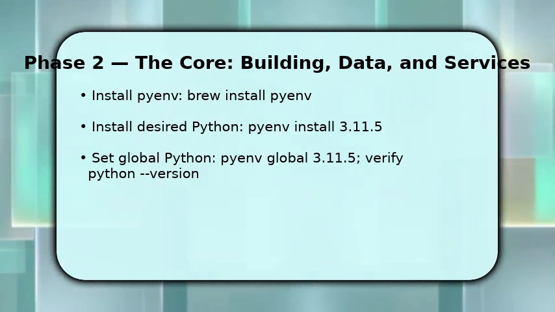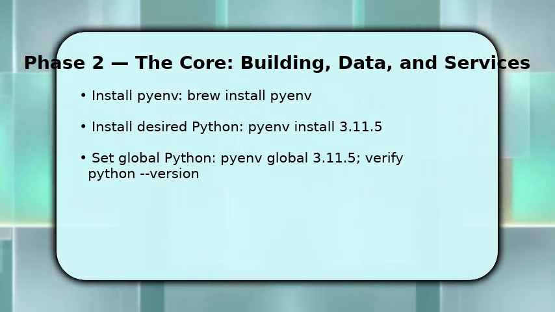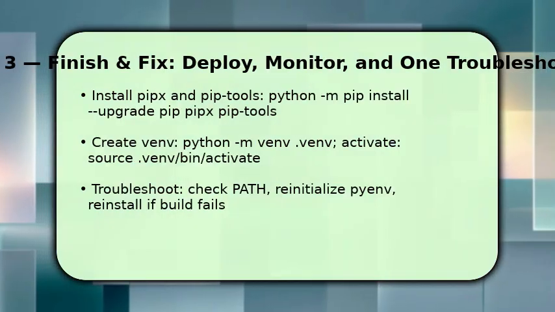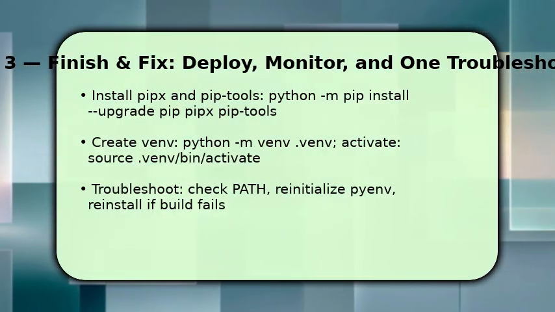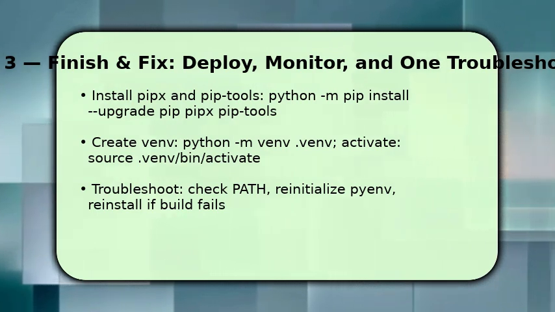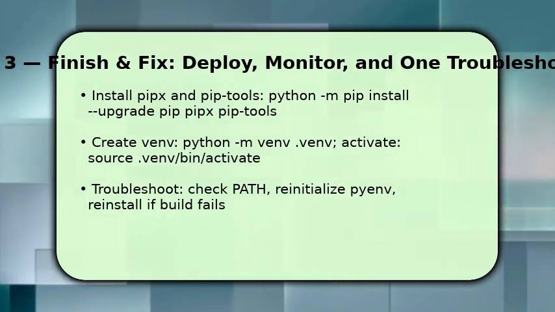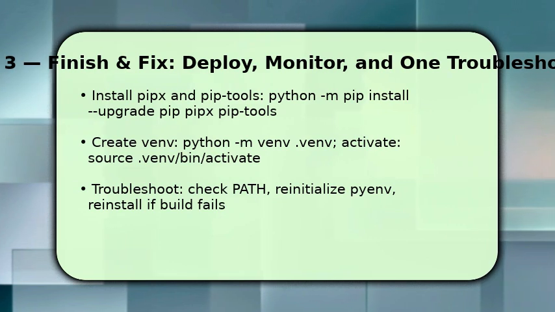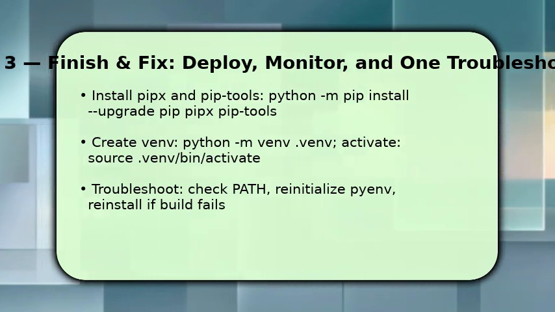Finally, secure project isolation. Upgrade pip, install pip and pip-tools, then create a virtual environment with python -m venv and activate it. Install project dependencies into the venv. This prevents global clutter. Once done, lock dependencies with pip-tools for reproducibility.